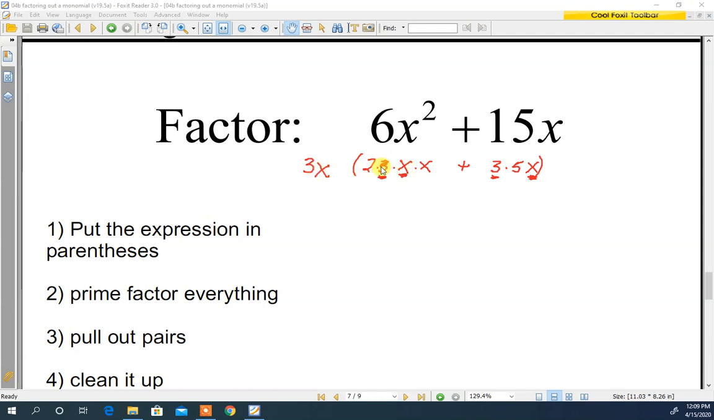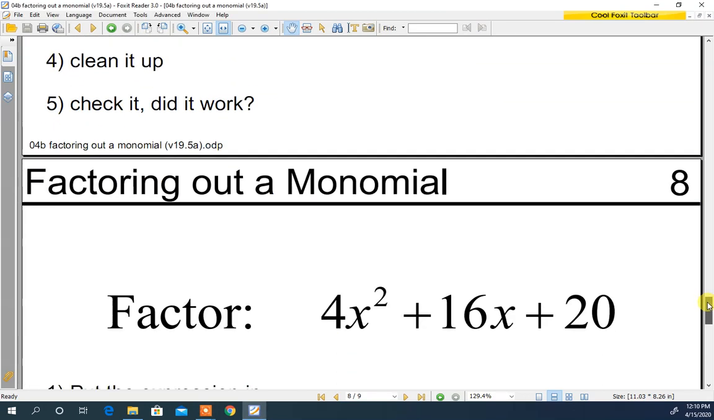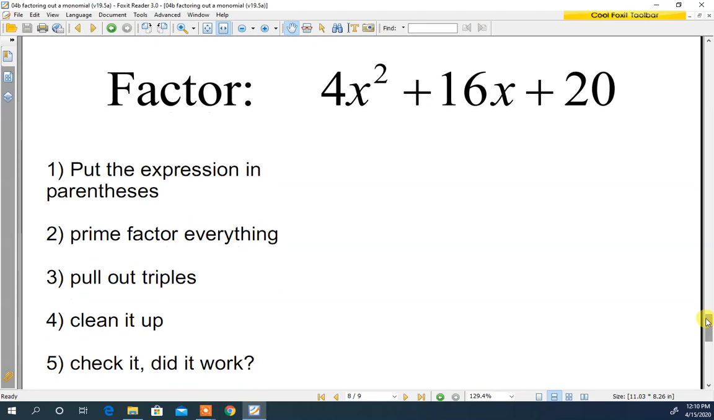So all of this stuff is gone. It's been pulled out front. That's gone, that's gone. So what's left inside? Well, outside I have 3x, and inside I have 2x plus 5. All right, this one we're going to do in our notes.